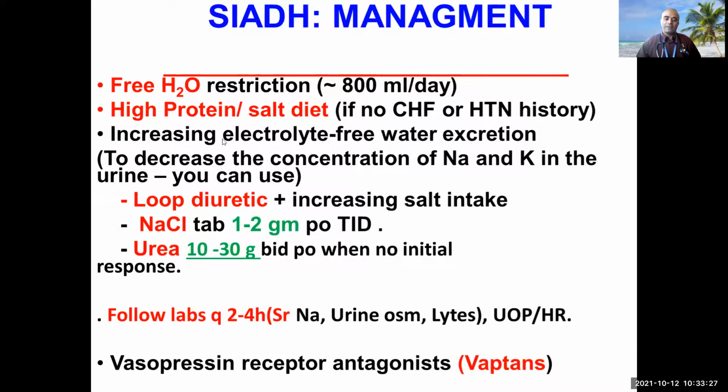Loop diuretic, we can do this by using a loop diuretic and increasing salt intake. Loop diuretic means Lasix, furosemide, or sodium chloride tablets, 1 to 2 gram per oral TID. You can start 1 gram BID, and the next day's lab you can increase to 1 gram TID and then 2 gram TID according to your next frequent follow-up. Urea, we can start with 10, 15, 20, 30 gram BID or TID. If the sodium chloride is not effective, this is 1 to 3 gram, not milligram.